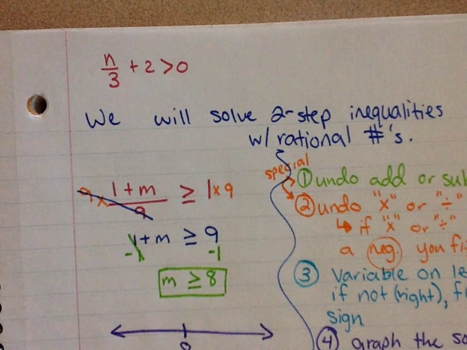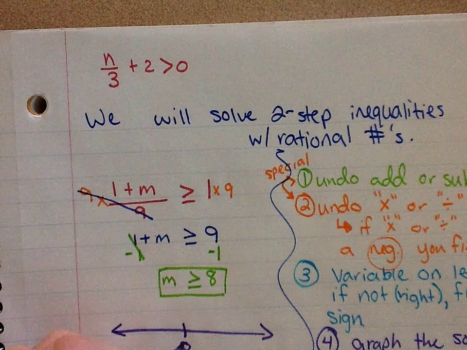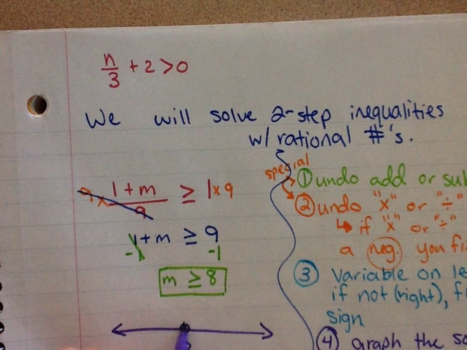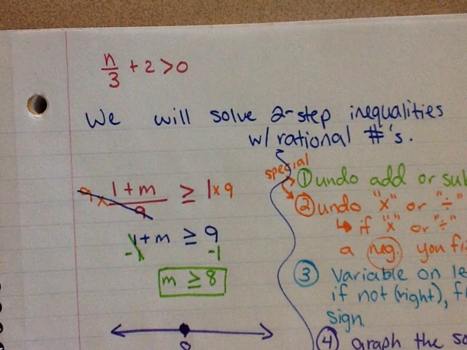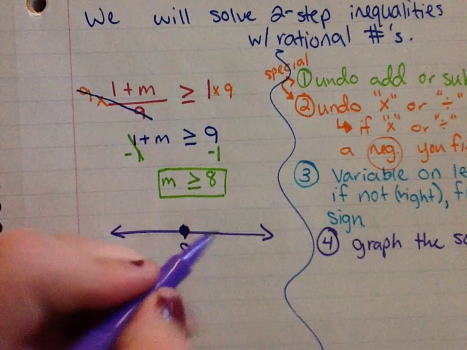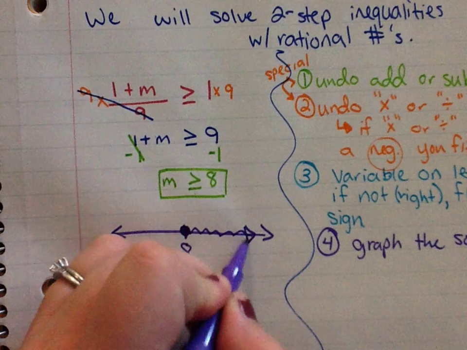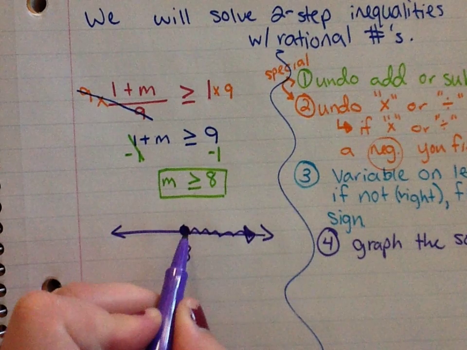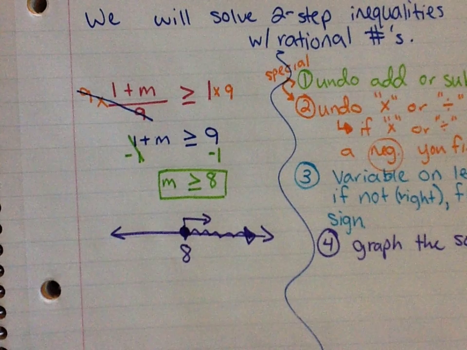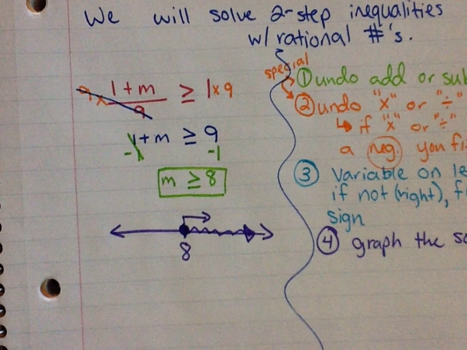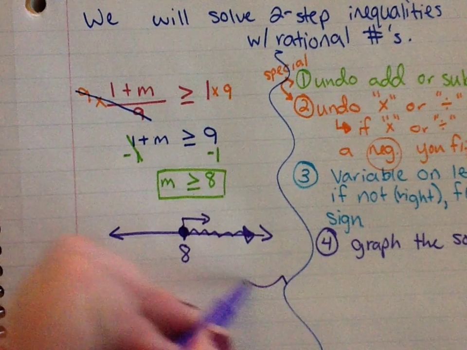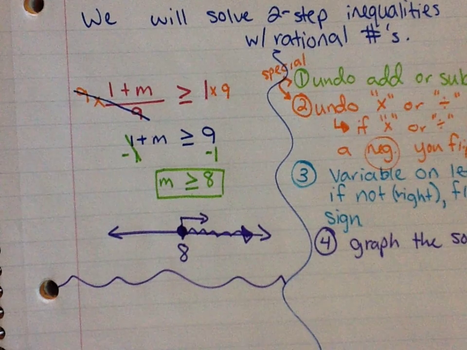Is it open or closed? It's equal to 8 as well as greater than, so it's going to include 8. It's equal, so it's closed. Which way is this arrow pointing? To the right, so I'm going to shade to the right. I don't care if you draw the arrow above here, as long as I know which way you're shading, that's fine. You don't have to make the squiggly line like I do. Any questions on how to solve that special case?